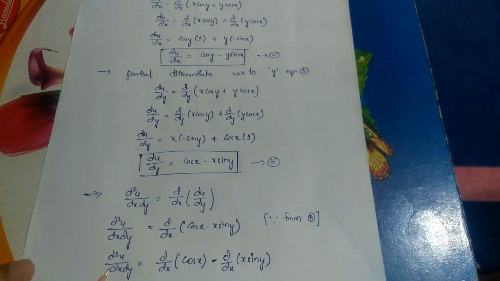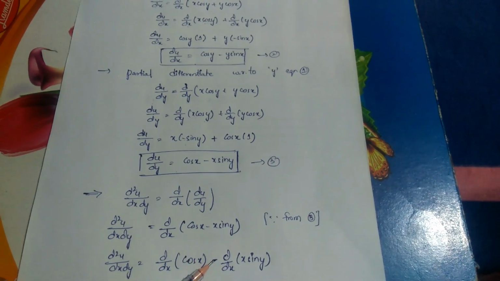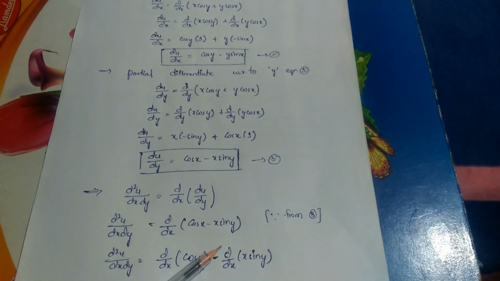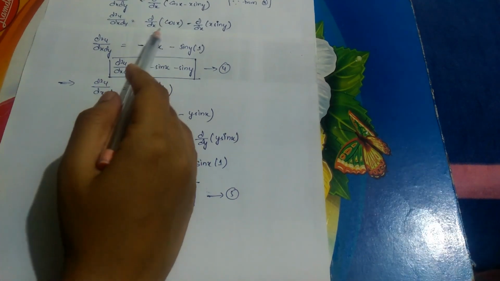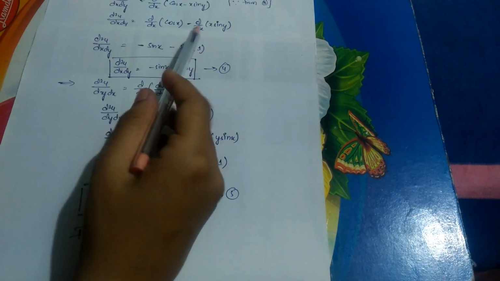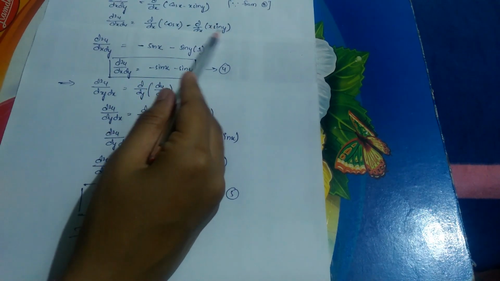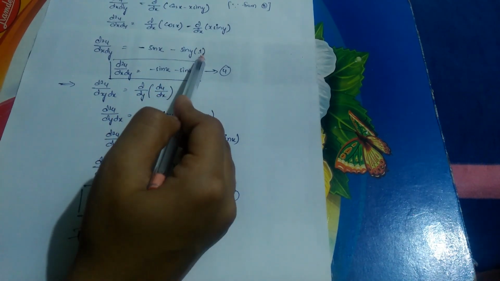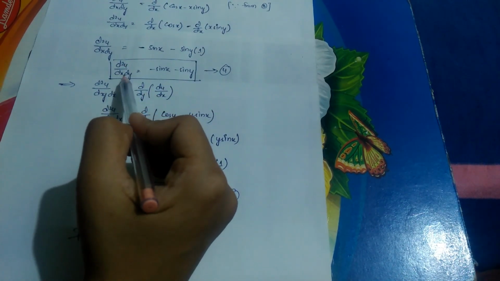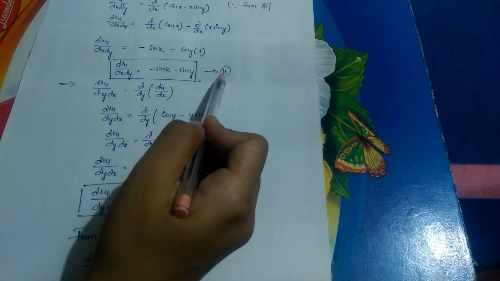Then ∂²u/∂x∂y is equal to ∂/∂x of cos x minus ∂/∂x of x sin y, writing it separately. Then cos x differentiated with respect to x is minus sin x, and then minus x sin y is differentiated with respect to x, where sin y is treated as constant. So sin y into x differentiated with respect to x is 1. So ∂²u/∂x∂y is equal to minus sin x minus sin y. Let it be equation number 4.